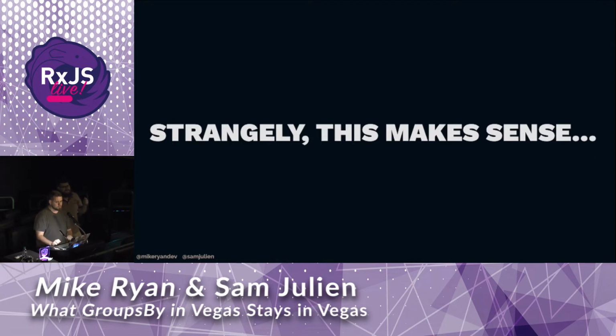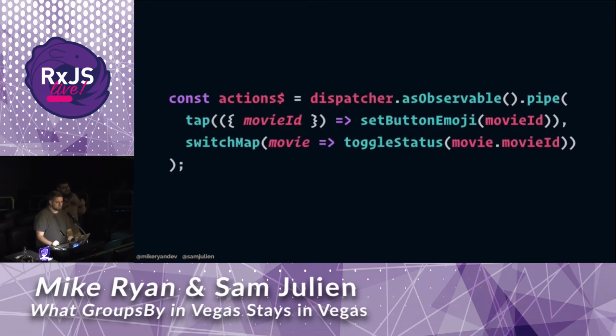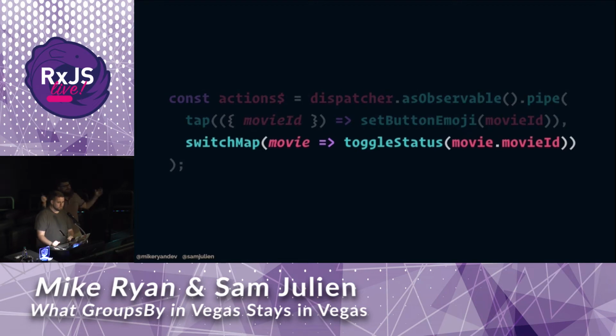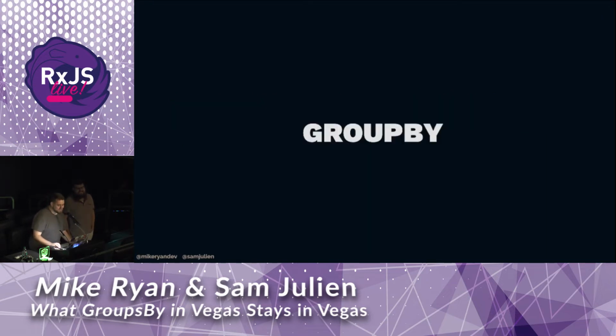If we go back and look at our code, we're using this dispatcher pattern. So we're actually switch mapping on all of the actions. We're not distinguishing between the movies. So if only there was a way that we could, I don't know, maybe group the movies by some sort of parameter, it seems like that would be really useful, don't you think? Yeah, that would be really handy if there's maybe a GroupBy operator in RxJS.